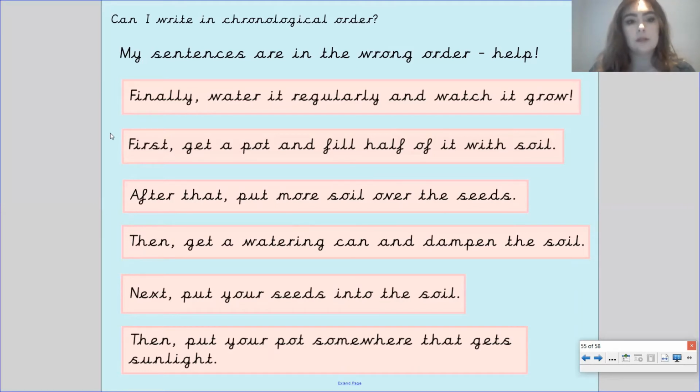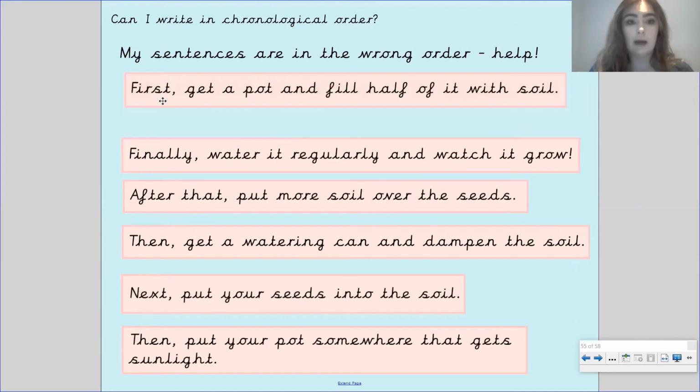Okay, so if we look at these fronted adverbials of time, we're looking for one that suggests it's the first thing that happens. And as you can see here, we've got first, which means this is going to be the first thing that happens. So that needs to go at the start of our chronological order.